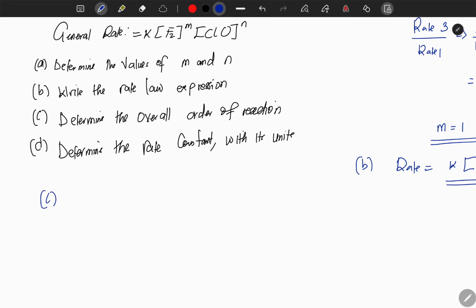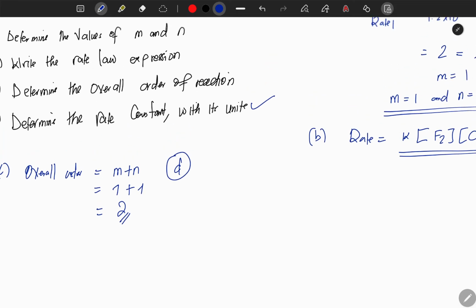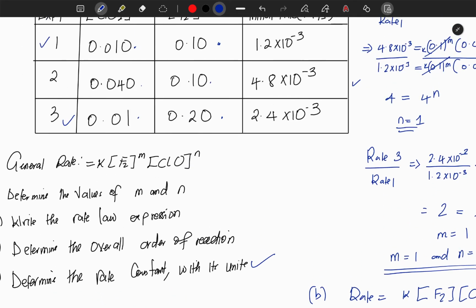Part C is saying determine the overall order. The overall order will be equal to M plus N. What is M? 1. N is 1, so 2. That's the overall order. Then D, determine the rate constant. To determine the rate constant, what we have to do is get any of the experiments here. If you want, you can get experiment 1. It's up to you, by the way. If you want, you can get experiment 3.